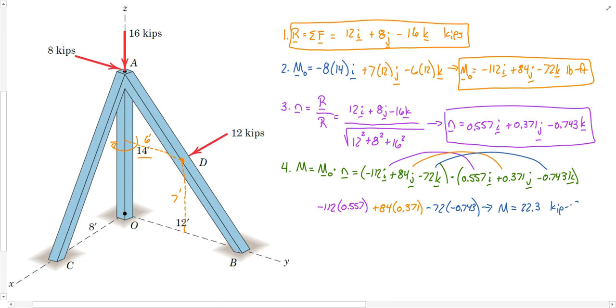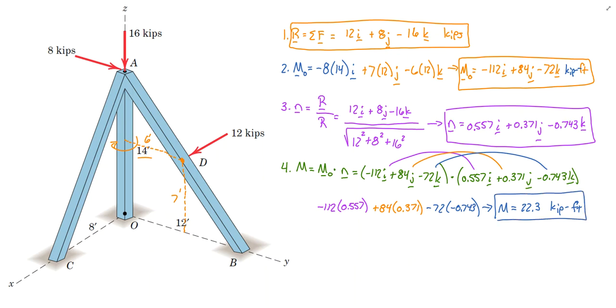Let me correct one thing really quick. We said pound feet back here for the moment. That's actually kip feet. I'm sure you've already thought that to yourself as you watched the video. Just had a little typo. All right, but M is 22.3 kip feet, and it is positive.